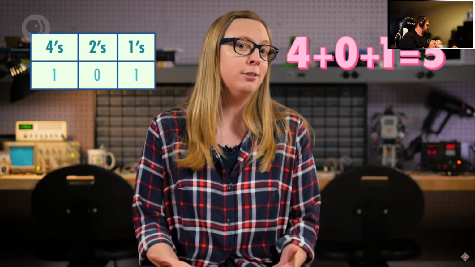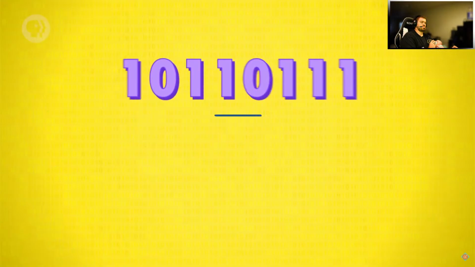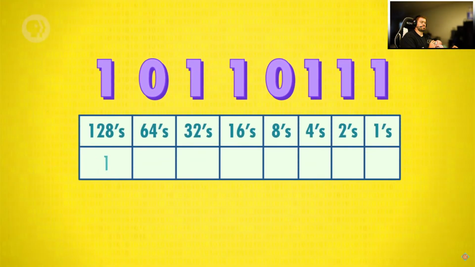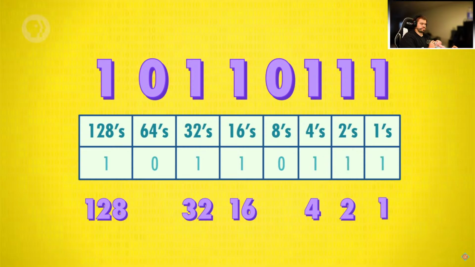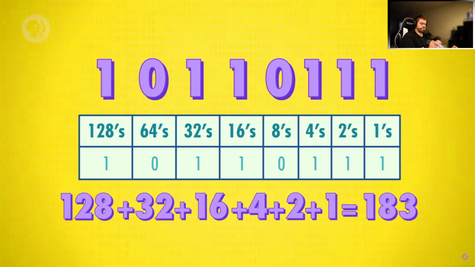But to represent larger numbers, binary needs a lot more digits. Take this number in binary. We can convert it to decimal in the same way. We have 1 times 128, 0 times 64, 1 times 32, 1 times 16, 0 times 8, 1 times 4, 1 times 2 and 1 times 1, which all adds up to 183.